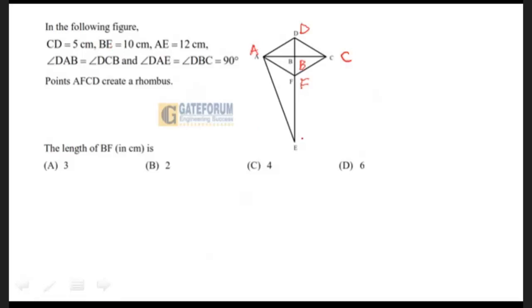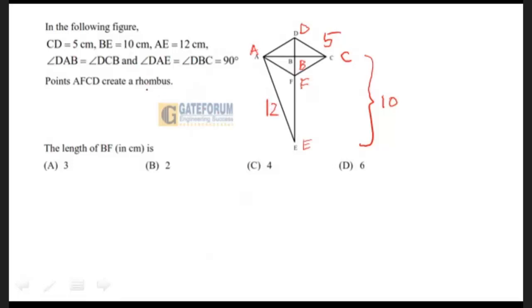So I presume this must be E. Okay, so in the following figure, CD is equal to 5. BE is 10. B is this point, so this whole thing is 10. AE is 12, so this one is 12.